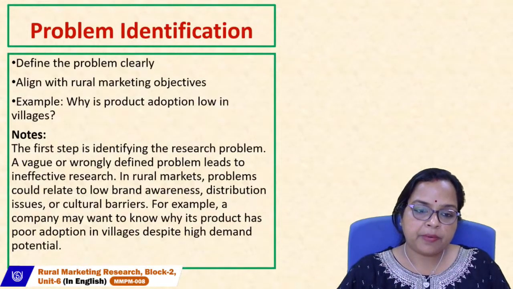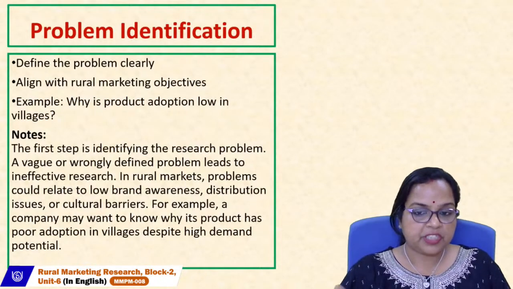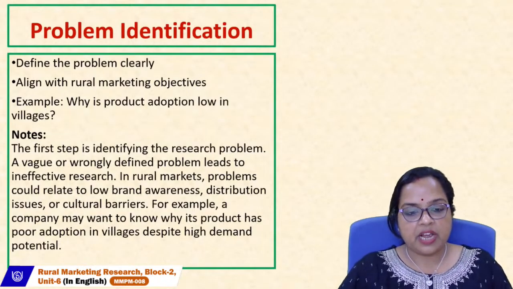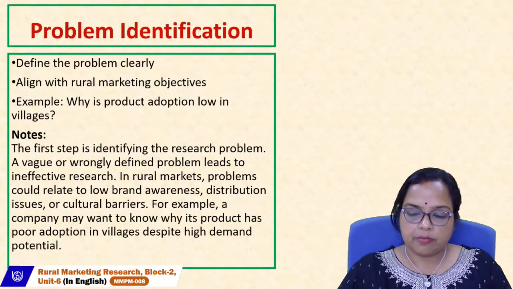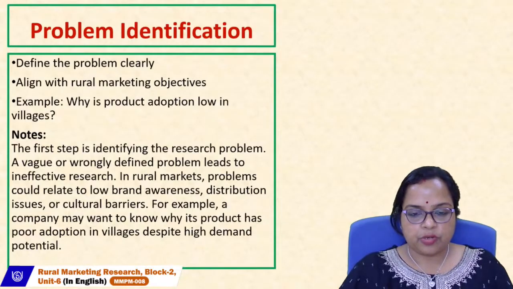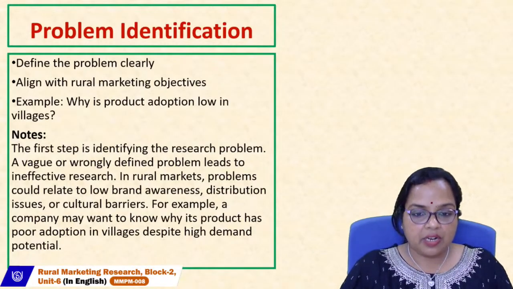For example, a company may want to know why its product has poor adoption in villages despite high demand potential. This might be a problem. Even if you understand your product has a high demand potential in the rural market, let's say it's a solar lantern. You understand that there are power cuts happening in the rural belt. People are looking for a sustainable product. People are looking for a durable product. But your product has all the characteristics, yet they are not adopting it.